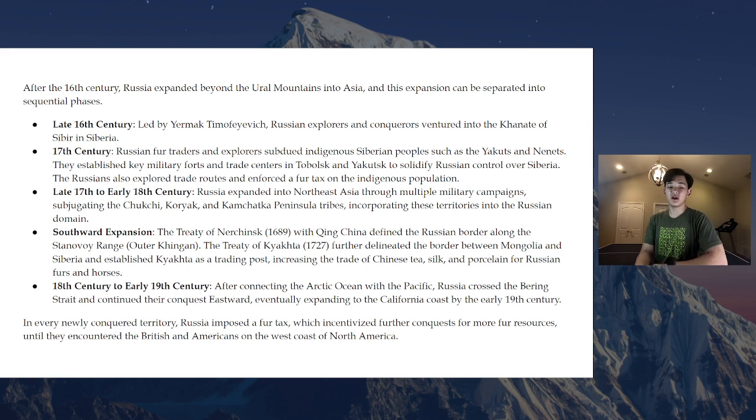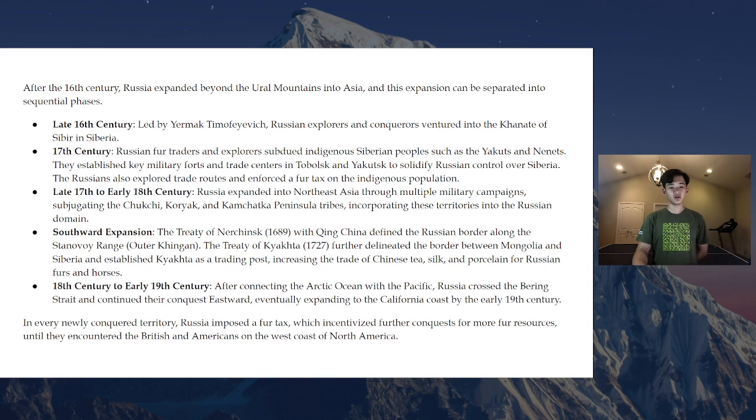This Kievan Rus was later converted to Eastern Orthodoxy under the influence of the Byzantine Empire, and then later it was conquered by the Mongols and became part of the Golden Horde and was separated into different principalities, including the Principality of Moscow, which later gained independence from the Golden Horde.